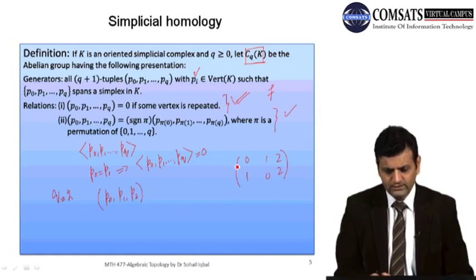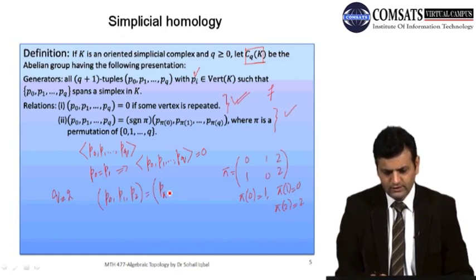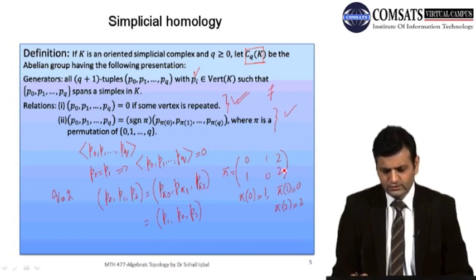Okay, so under this permutation, this is pi. What is pi of 0? It is 1. What is pi of 1? It is 0. And what is pi of 2? It's 2. So this is equal to p pi 0, p pi 1, p pi 2. So pi 0 is 1, pi 1 is 0, and p pi 2 is p2. We can see that 1 2 is fixed, so this permutation is nothing but 1 0.